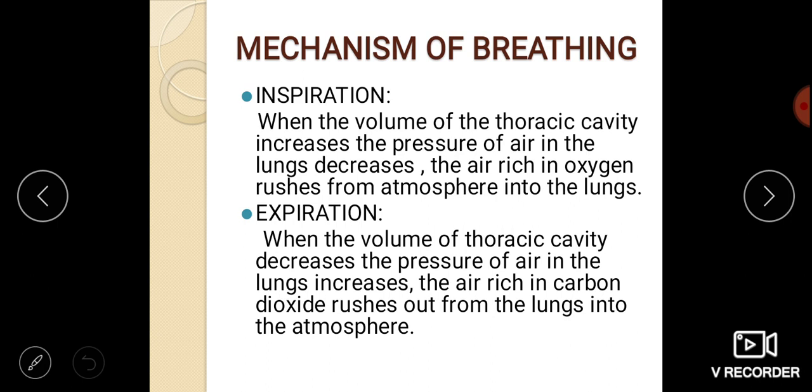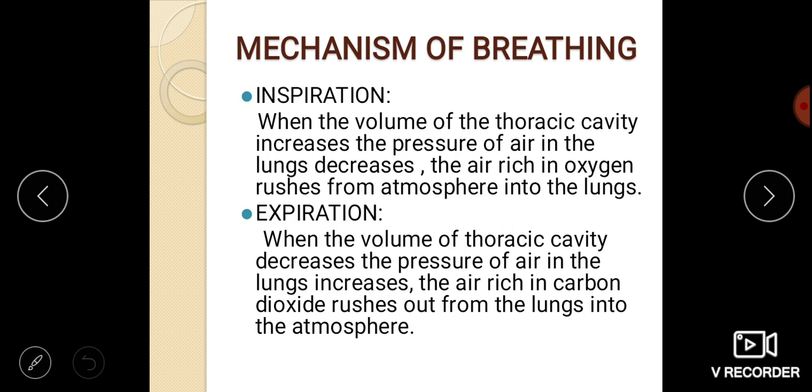Now, expiration, or you can say the exhalation, is just opposite to it. When the volume of the thoracic cavity decreases, the pressure of air in the lungs increases. So now in the lungs, the air is rich in carbon dioxide, so carbon dioxide will start rushing out from the lungs into the atmosphere.